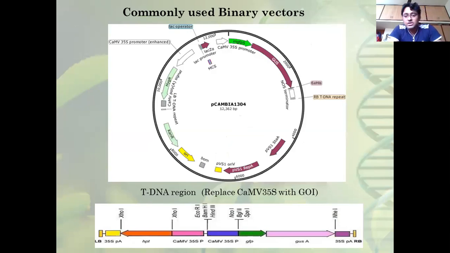Now, these are several examples of the pCAMBIA binary vector, like pCAMBIA 1304. This is the tDNA cassette. Look at this picture: here the selectable marker cassette is placed towards the left border side, and here the gene expression cassette like GUS-A, GFP, 35S promoter. You can replace the GFP or GUS from here with your GOI or gene of interest, or you can clone your gene of interest here. And this is the terminator. So this is one cassette and this is another cassette. These are placed within the left border, right border region.